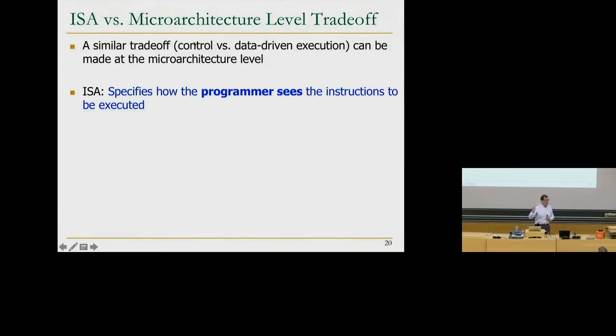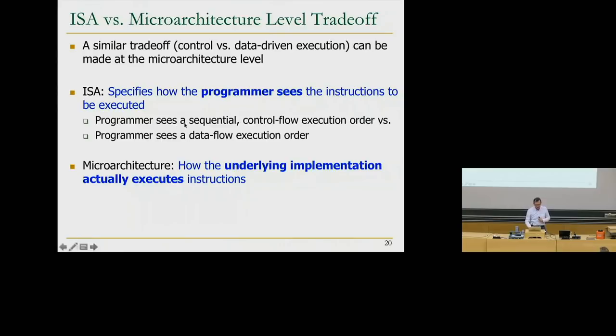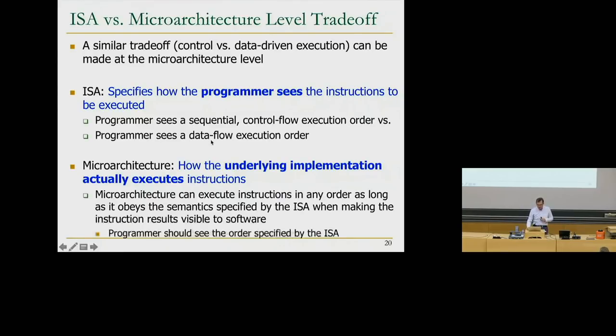So ISA, again, specifies how the programmer sees the instructions to be executed. But microarchitecture, on the other hand, is how the underlying implementation actually executes the instructions. It may have nothing to do with how the programmer sees the instructions to be executed, as long as the microarchitecture reports to the programmer the order that the programmer expects. Right? So there are two choices: the programmer sees a sequential control flow execution order versus a data flow order.